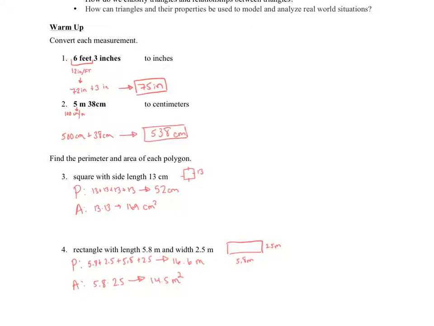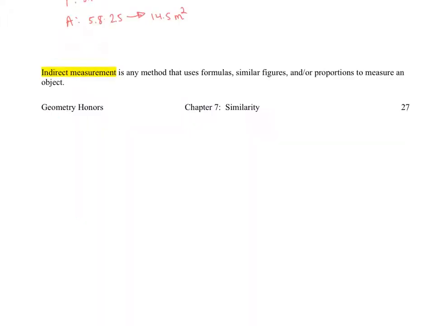Here are the answers to the warm-up problems. Number 1, 75 inches. Number 2, 538 centimeters. Number 3, perimeter is 52 centimeters, area is 169 centimeters squared. Number 4, perimeter is 16.6 meters, and area is 14.5 meters squared.